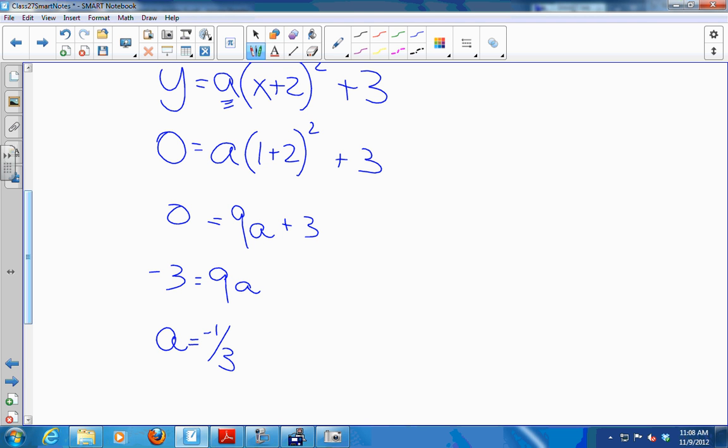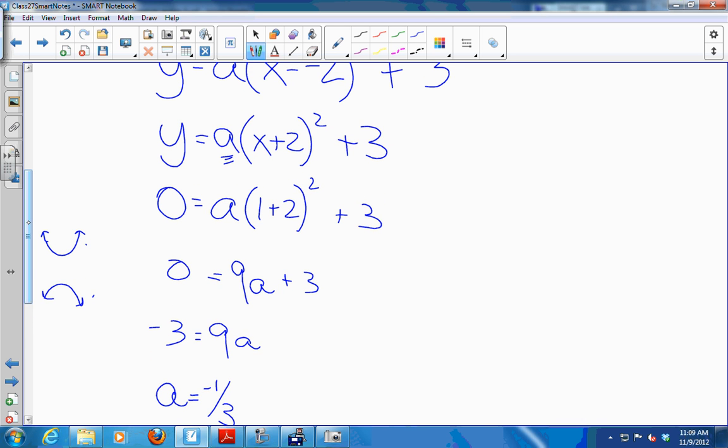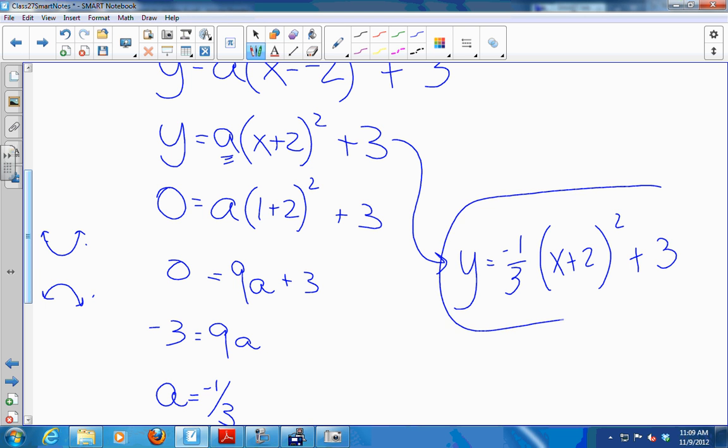And it came out negative just like I knew it should, right? Because it opens down. So parabolas can either look like this or like this. This opens up, this opens down. So then what I do is the same as when I'm doing a line, I have to take the a and put it in to write the equation. So my final equation, replace that a with a -1/3. And I've got my equation.